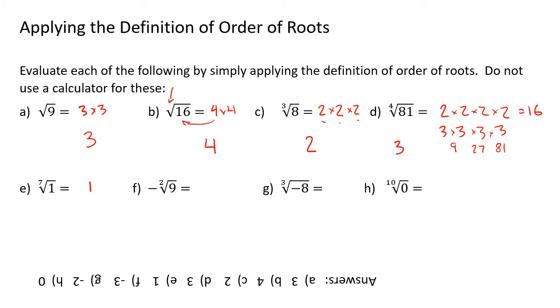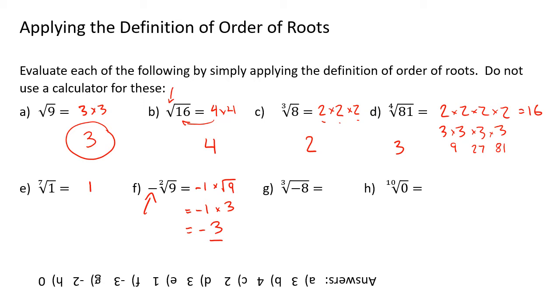For item F, we have the negative of the square root of 9. We've already done the square root of 9, which is 3. But remember, this negative is sitting here before it. So that's the same as negative 1 times the square root of 9. We know from our first example the square root of 9 is 3. So we have negative 1 times 3, which gives us negative 3.